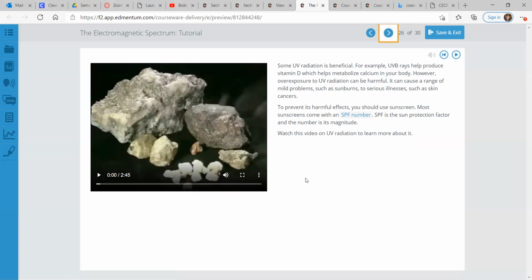Some UV radiation is beneficial. For example, we have UVB rays that help produce vitamin D, which helps metabolize calcium in your body. However, overexposure to UV radiation can be harmful. It can cause a range of mild problems like sunburns to serious illnesses such as skin cancers. To prevent its harmful effects, you should use sunscreen. Most sunscreens come with an SPF number. SPF stands for sun protection factor, and it gives you the number of its magnitude.